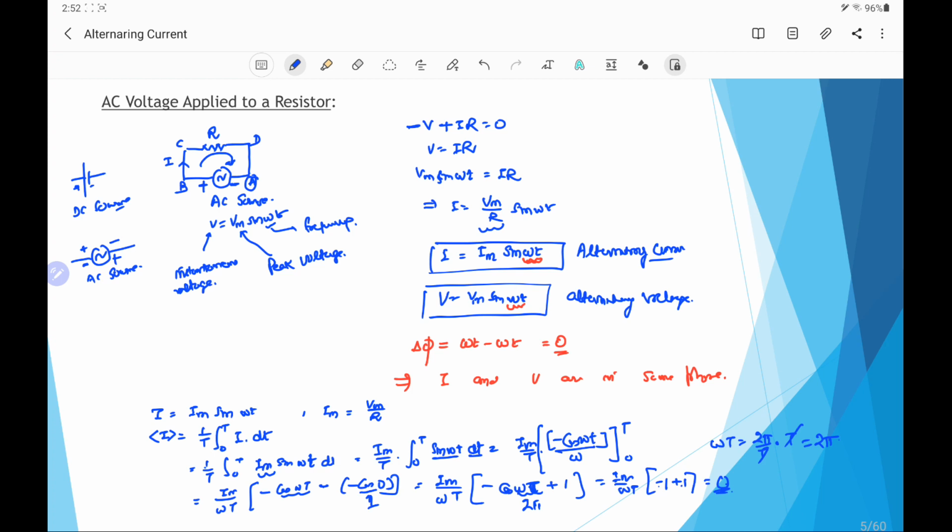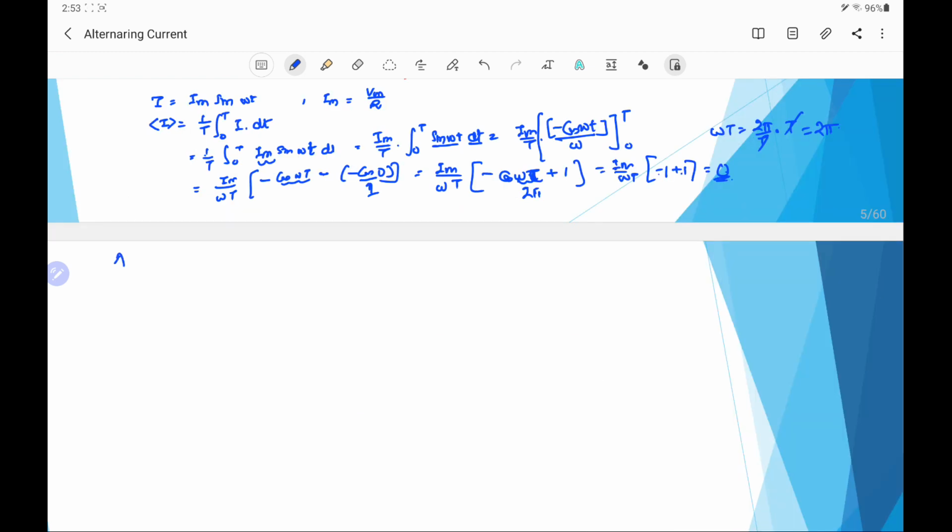But this current dissipates power in the circuit, so we try to find the power in the AC circuit. So, the average power in an AC circuit which contains only a resistor. This average power P is equal to I square R, if the circuit contains only resistance. And I we have calculated as Im sin omega t, and substituting this value, it is Im square sin square omega t into R.